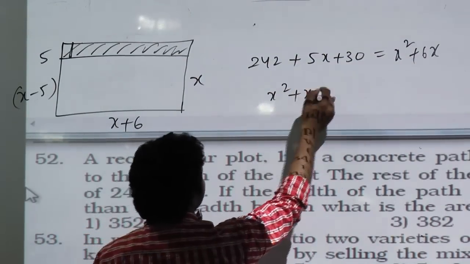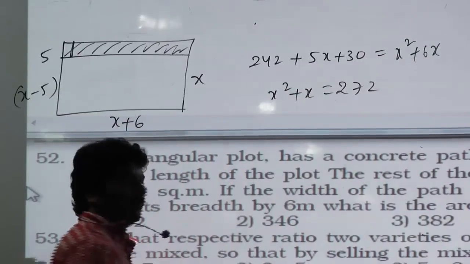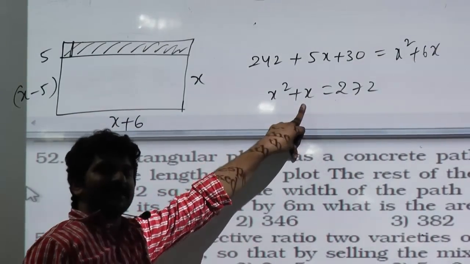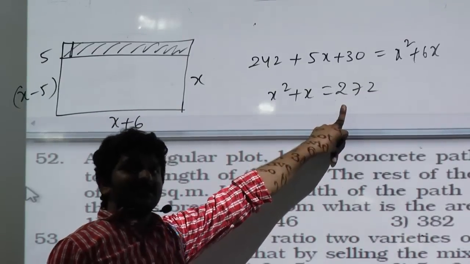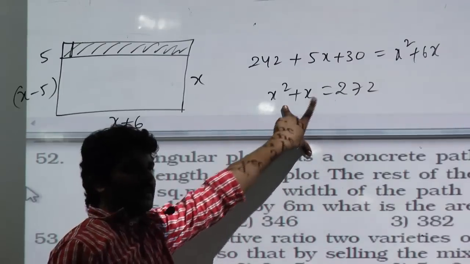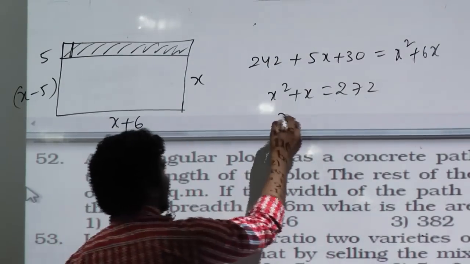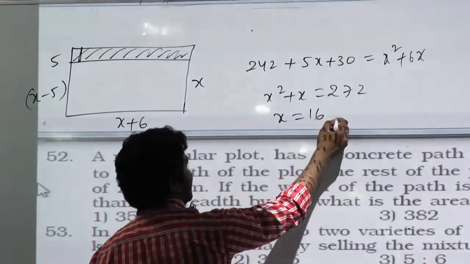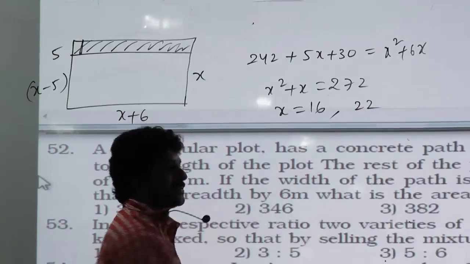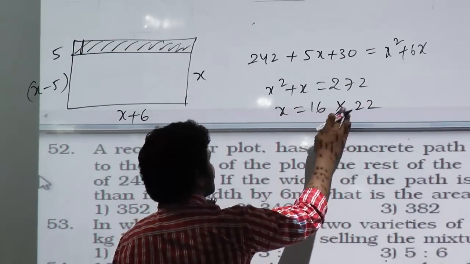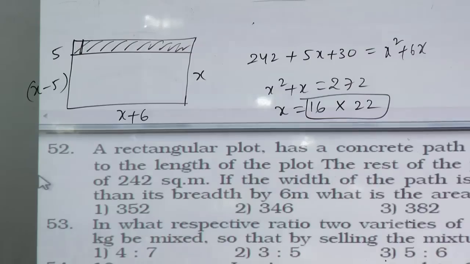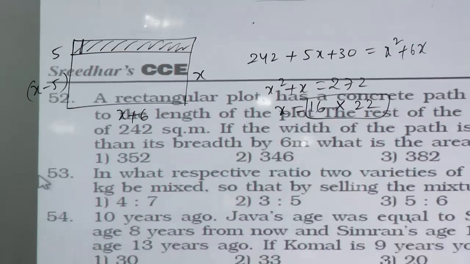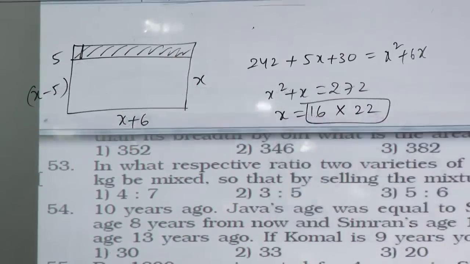X square plus x is equal to 272. X square plus x. A square near to this number, 16. 16 square is 256. 256 plus 16 is 272. X is 16. Breadth is 16. Length is 16 plus 6, 22. Product of these two is your answer. That is the traditional method. I don't recommend that.